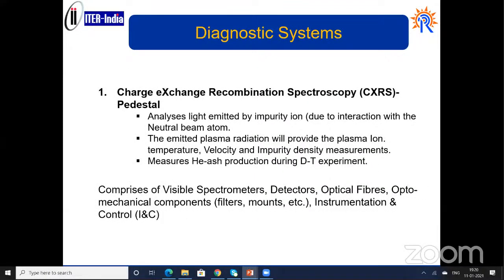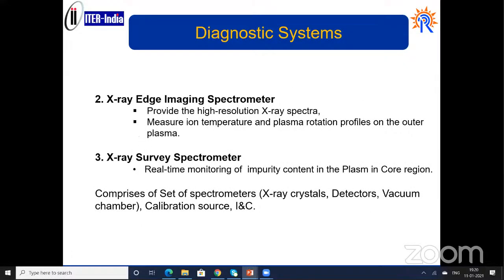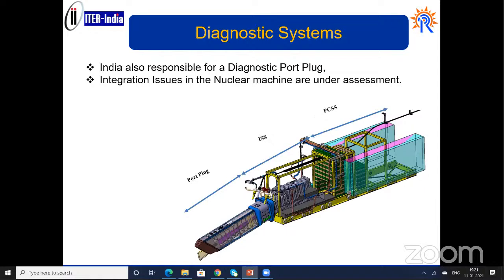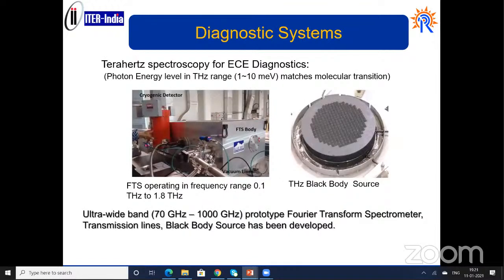Out of them, one is charge exchange recombination spectroscopy, another is X-ray survey spectroscopy. We are also doing the edge imaging spectroscopy. And we are also doing something called electron cyclotron emission, ECE, diagnostics. Some of these are still at R&D level. We also need to deliver a port plug, basically one of the port plugs, and this is under manufacturing at the moment. We are doing some R&D on the ECE diagnostics here, which works in the terahertz range actually.